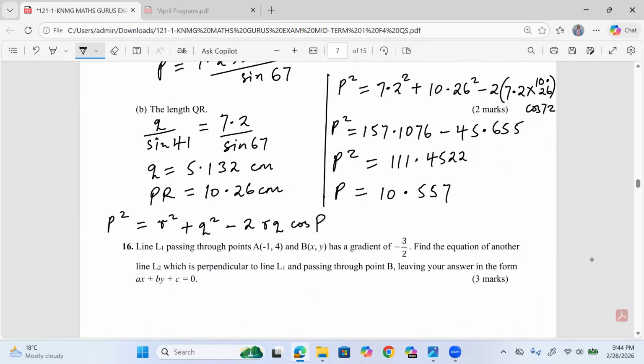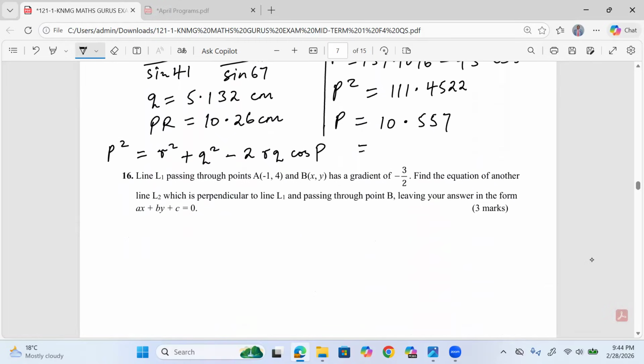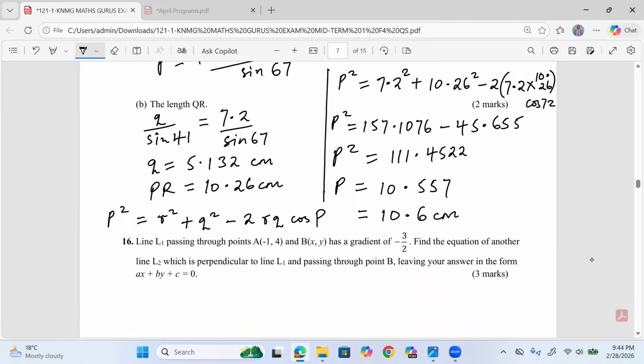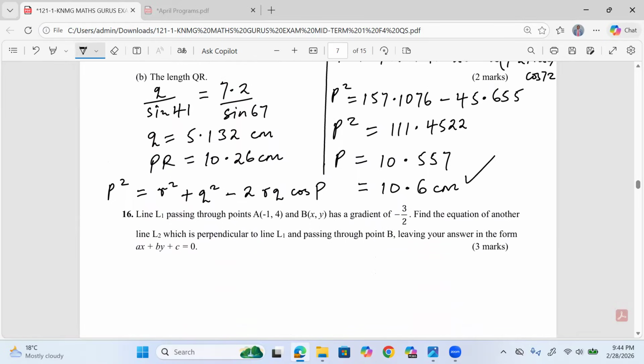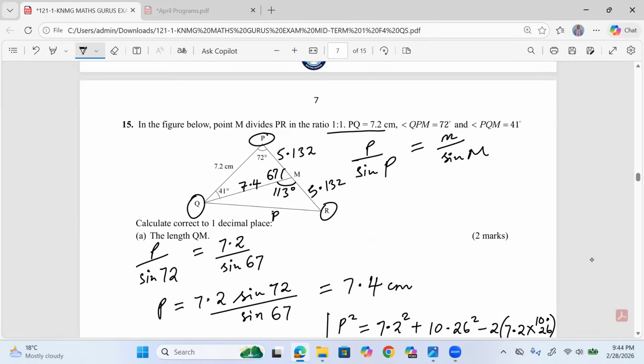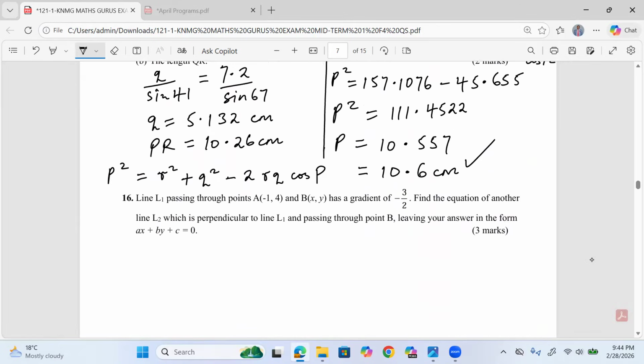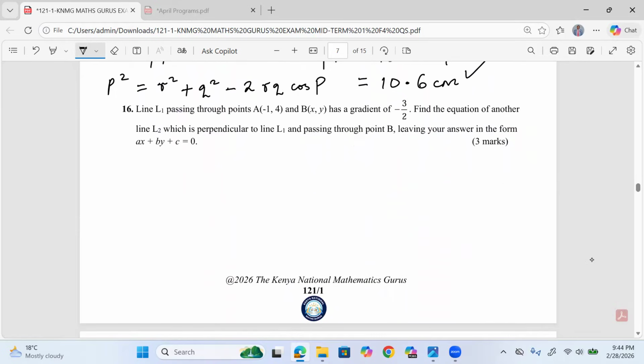It was overall for the whole question. So 1 dp, 1 decimal point, 10.6 centimeters now becomes the length QR, which is our P. The length QR is 10.6. Yeah, 10.6 that way. Then number 16, we are finally wrapping up the section 1.